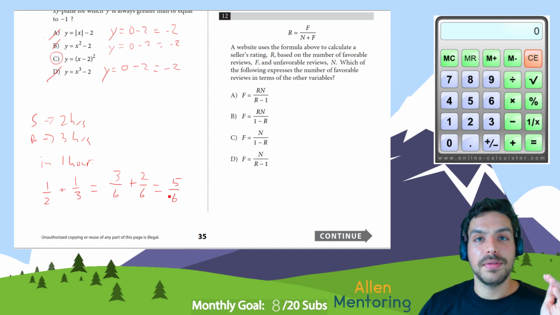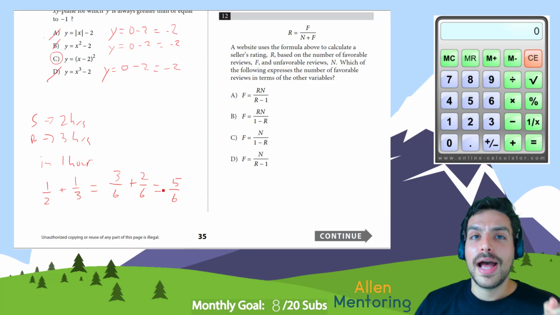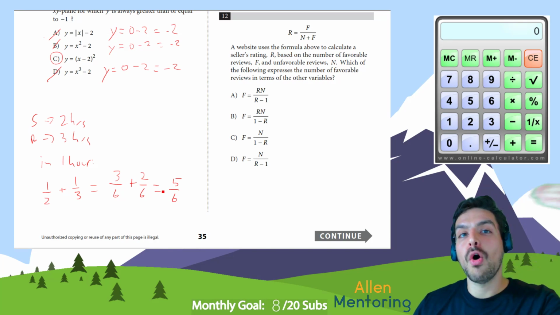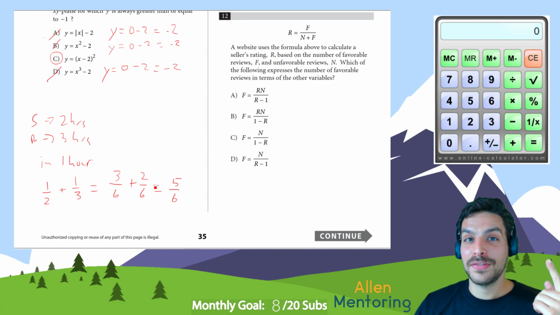All right, but that's not what the problem is asking. They're not asking how much do they get done in 1 hour. They want to know how many hours does it take to do the whole job, right? So think about it. If they do 5/6 of the job in 1 hour, how many hours does it take? They're doing 5/6 per hour. So how much does it take for the entire job?